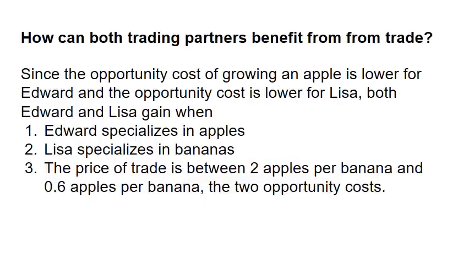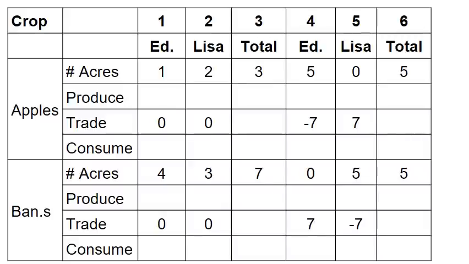Since the opportunity cost of growing an apple is lower for Edward and the opportunity cost of growing a banana is lower for Lisa, both Edward and Lisa gain when Edward specializes in apples, Lisa specializes in bananas, and the price of trade is between 2 apples per banana and 0.6 apples per banana. To illustrate this benefit, let's compare what Edward and Lisa can consume when they do not trade with what they consume when they specialize and trade.